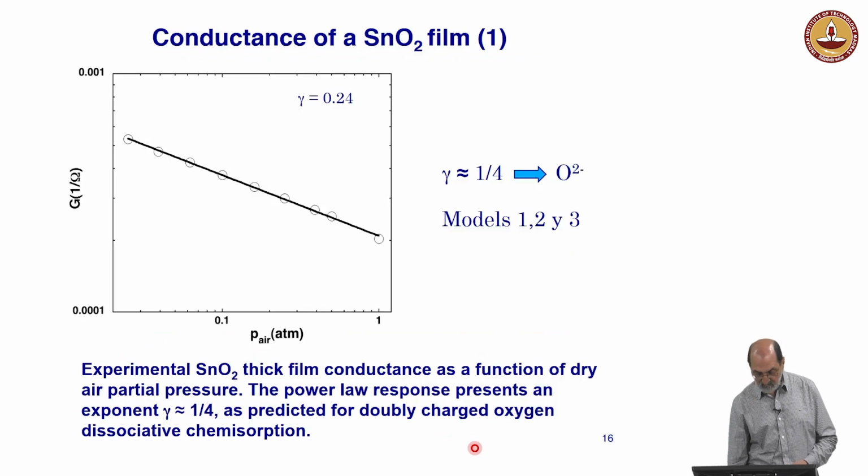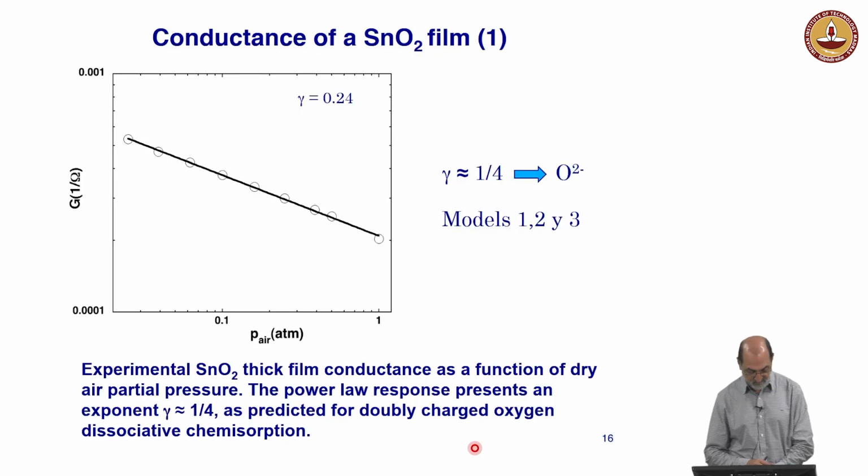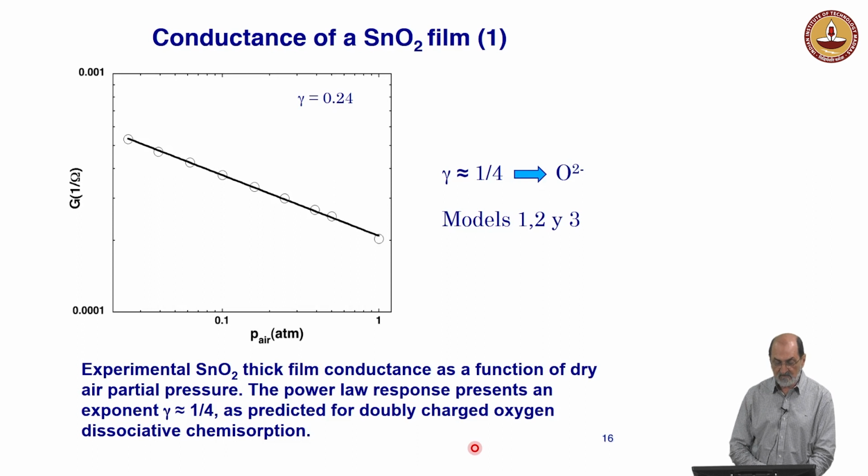Okay, so first result. Conductivity as a function of air pressure. And these are the experimental points. We like them a lot. When we did it for the first time, they were quite well aligned. We couldn't believe it. This is in log scale, so the slope is the exponent. We found that the exponent is 0.24. We couldn't believe it. We were so happy when we found these results.